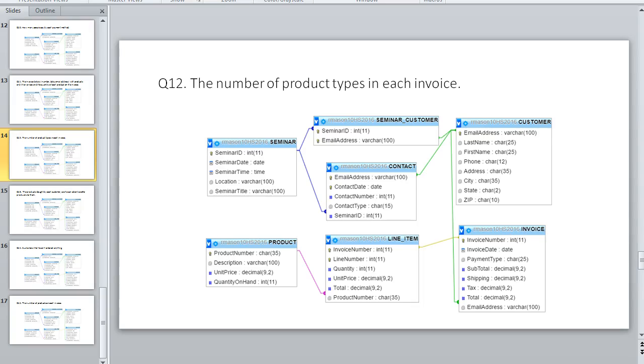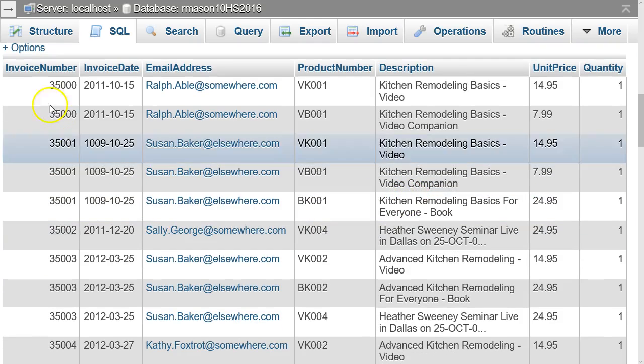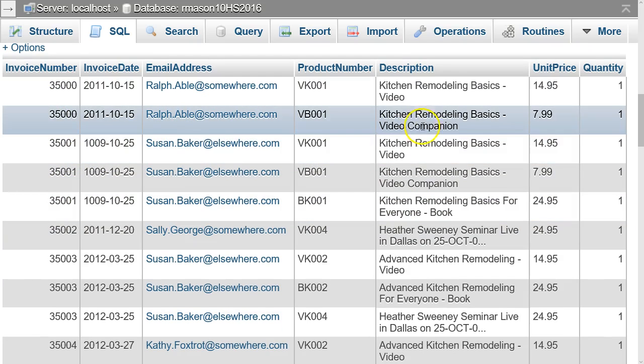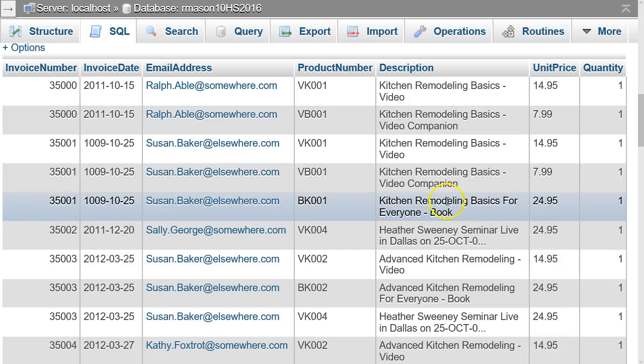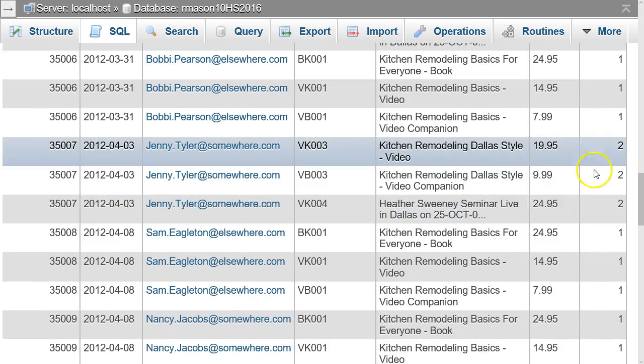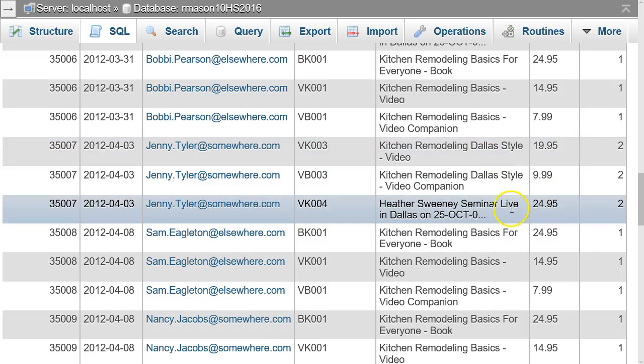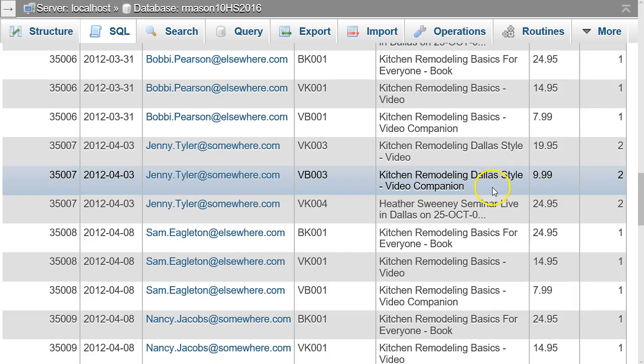Okay, so our next query is all about how many product types there are in each invoice. If we have a look at our previous result set, we will see that we have these invoices, and each invoice has a number of different products on it. Some of them have one of each, some of them have two of each. So this, for example, 35007 would have three different types of products on it, even though it actually has 6 products on the invoice. So what we'd like to know is just how many different types of products people buy at a time.